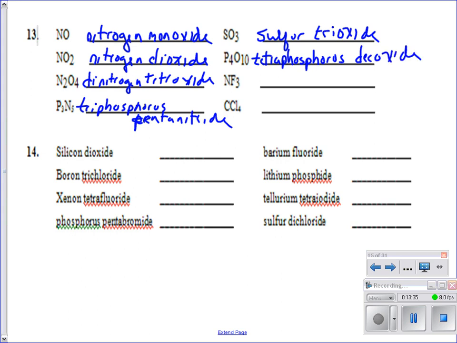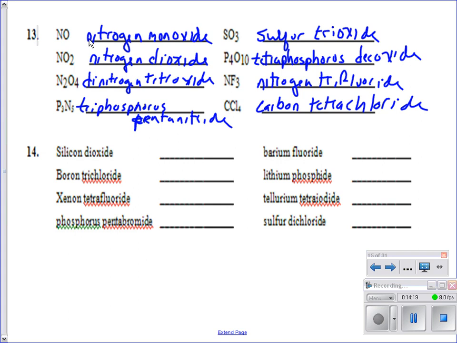All right. NF3. Nitrogen trifluoride. CCl4. Carbon tetrachloride. All right, be careful in this section because we snuck some unexpected things in on you.